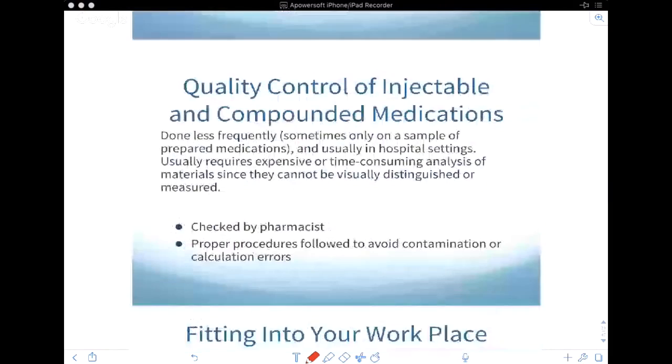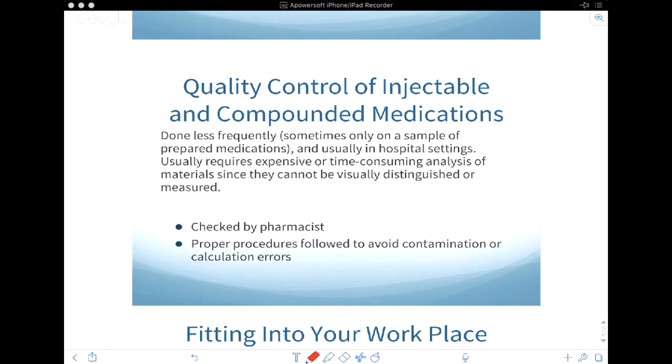Quality control of injectable and compounded medications. These are done less frequently, sometimes only on a small sample of prepared medications, and usually in hospital settings. Usually required expensive or time-consuming analysis of materials, since they cannot be visually distinguished or measured. So, you're going to have a cream. You're not going to test the full batch of the cream that you've made, or the lotion or the ointment, but maybe, and you won't be doing this, so you don't have to worry about that. But it's good to know so you understand what's kind of going on at the pharmacy.